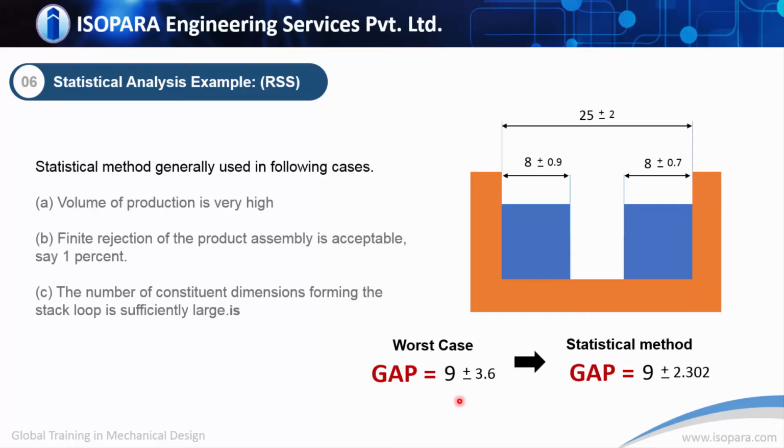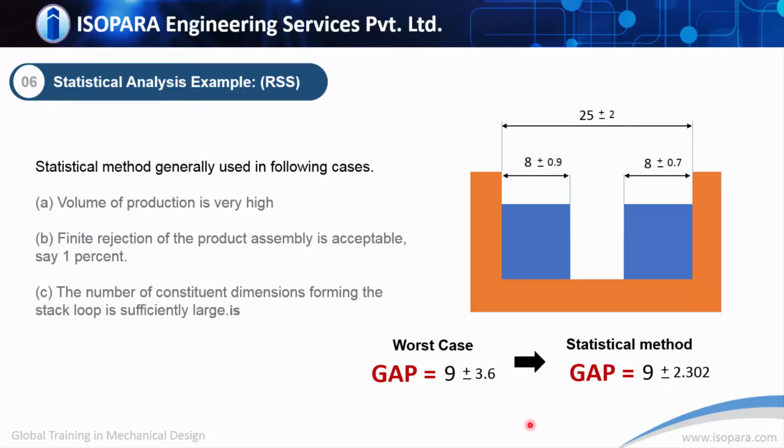If we compare the variation of worst case and statistical tolerance analysis, we can see there is a gap of 1.3 mm. Hence, in other words, we can say that in the statistical method, this 1.3 mm available gap can be used to relax the tolerances of components that are used in the assembly. Hence, considering economics, the statistical method is more economical, but it also depends on the volume of production of the given assembly.